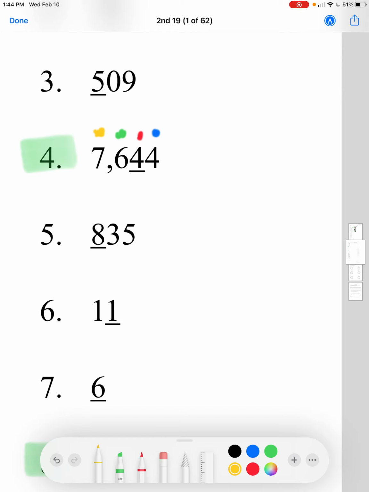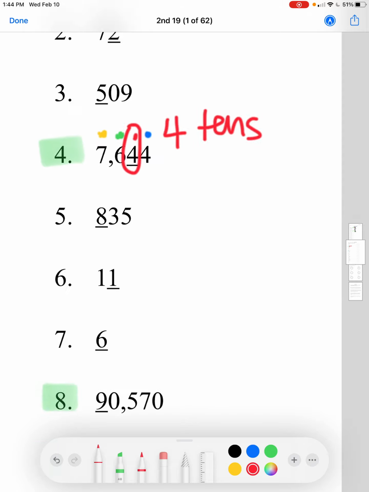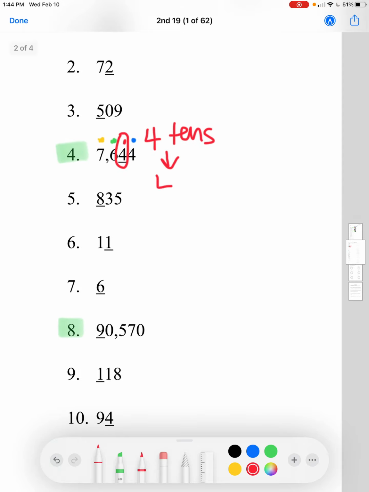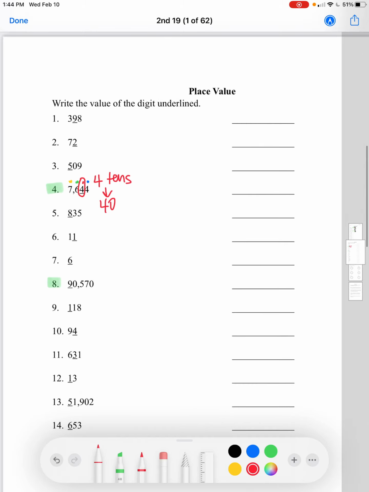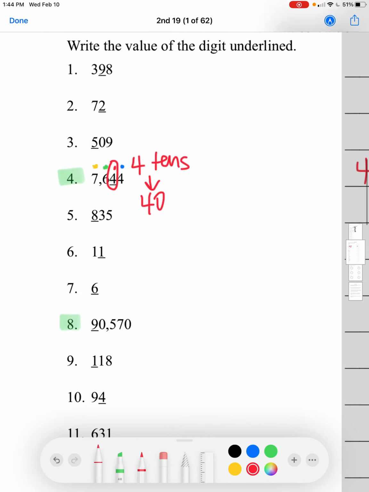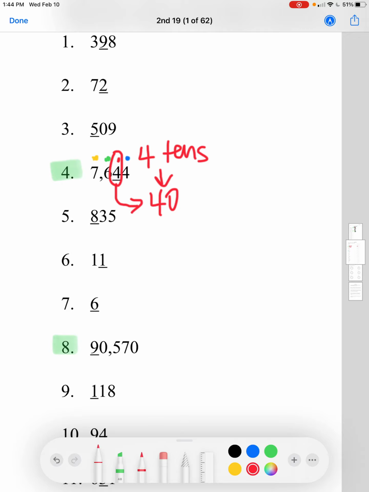Now, if we look at the value that is underlined, we have the 4 in the tens place that's underlined. It's the tens place. And there's a 4. So that means we have 4 tens. And 4 tens is basically the same thing as 40. So that's basically the value of this 4. This 4 is equal to 40.